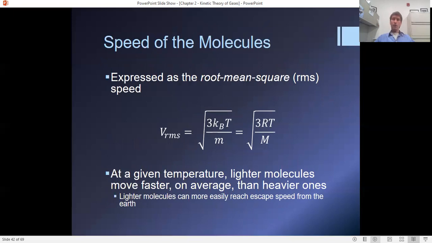Now, you're going to see this pop up a few times later on. There's something called the root mean squared speed. It gets really confusing because there are so many different speeds we can talk about when we're talking about a gas. There's the speed of sound, which I think is most closely related to the average speed. There's the root mean squared speed, which we're calculating right here, and there's also the most probable speed. So when we talk about a gas, we can be talking about three different things.